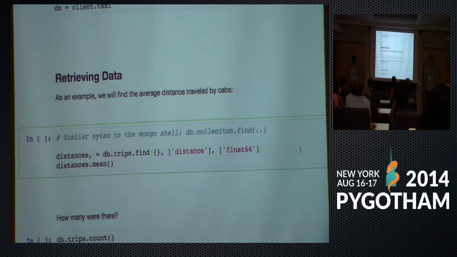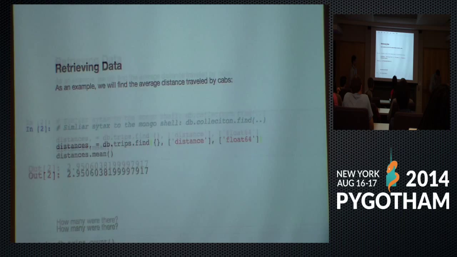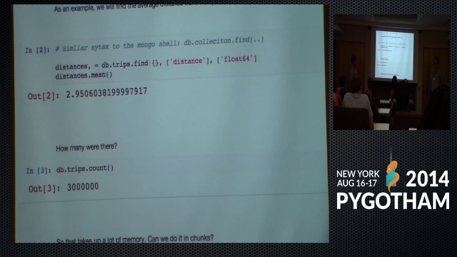So what's going to happen is Monary is going to access all the data. It's going to pre-allocate an array of float64s, and then distances will be a NumPy masked array. So from there, we can simply take the mean. And when we run this, we can see that the average taxi trip in Manhattan in our data set was 2.95 miles. So that was kind of cool. How many were there that we just averaged right there? Well, we can use Monary to count, and there are 3 million trips in that collection.